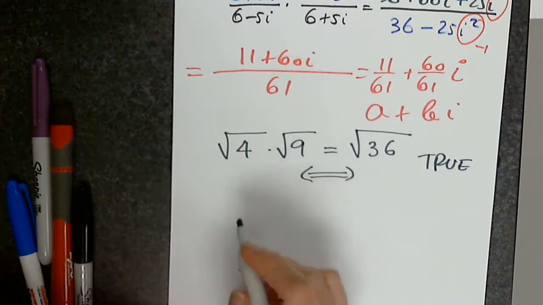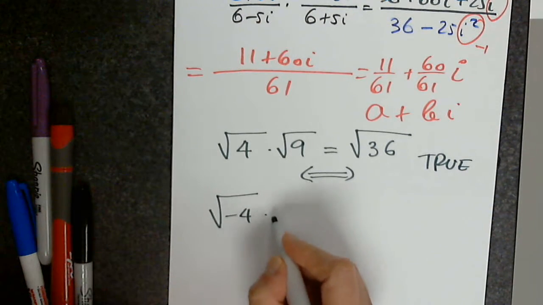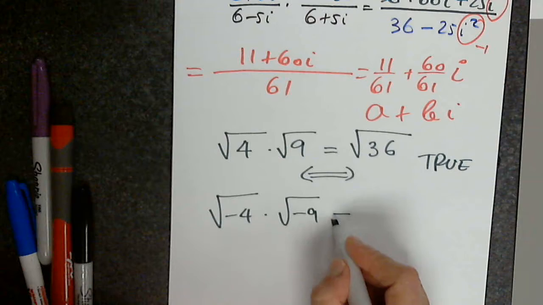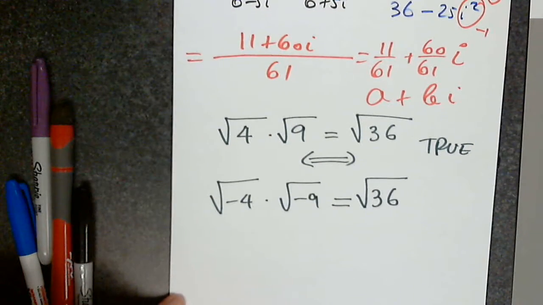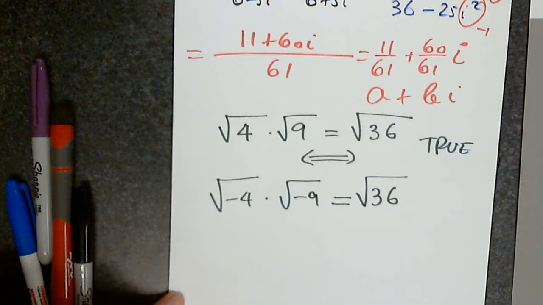Now here's a question. What about this? Am I allowed to write this? -4 times -9 is 36, right? Am I allowed to write this?